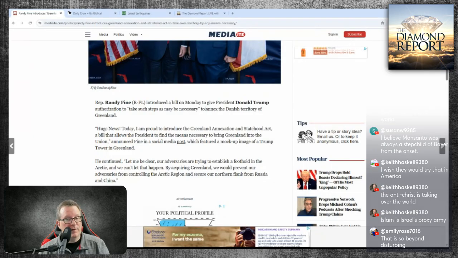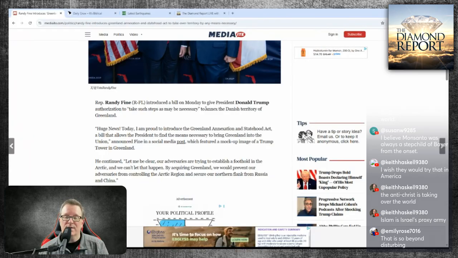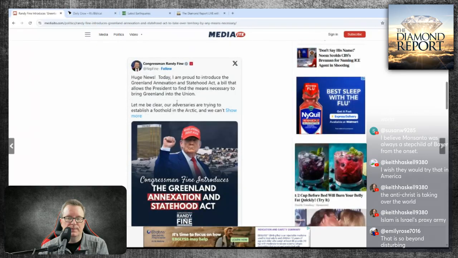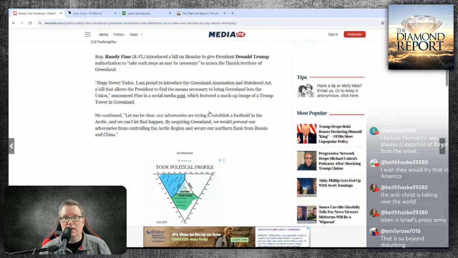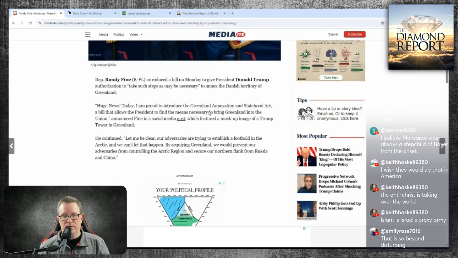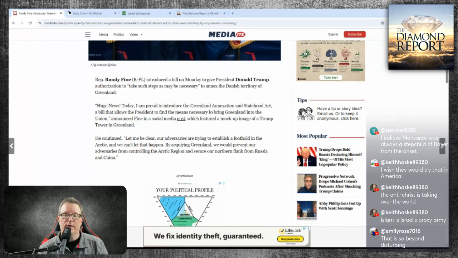Representative Randy Fine, Republican from Florida, introduced a bill on Monday to give Trump authorization to take such steps as may be necessary, quote unquote, to annex the Danish territory of Greenland. And here's what he said, and this is all real. Here's an embedded tweet, and you can follow it up by going to his actual X account and reading all about it. It says, huge news today. I'm proud to introduce the Greenland Annexation and Statehood Act, a bill that allows the president to find the means necessary to bring Greenland into the Union, announced Fine in his social media post, which featured a mock-up image of a Trump Tower in Greenland.